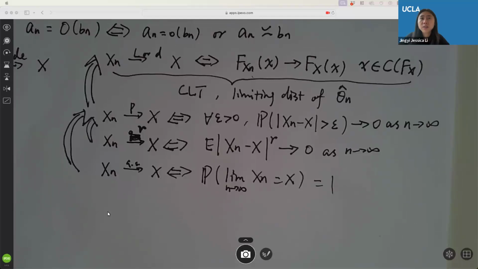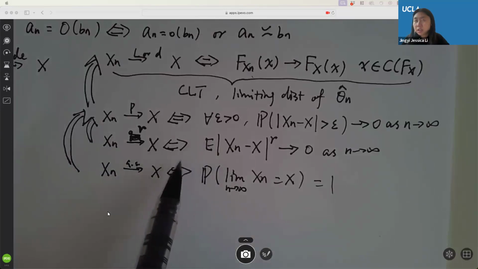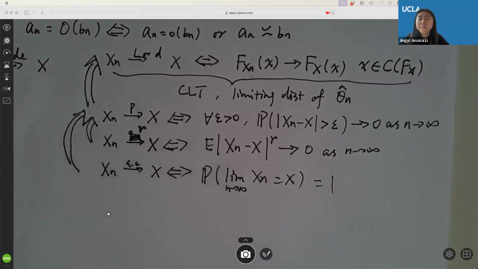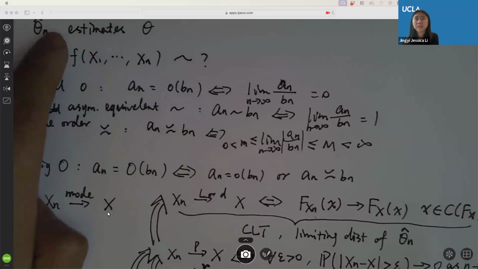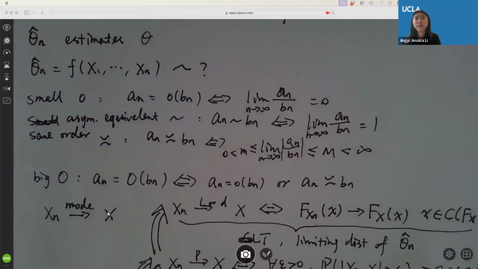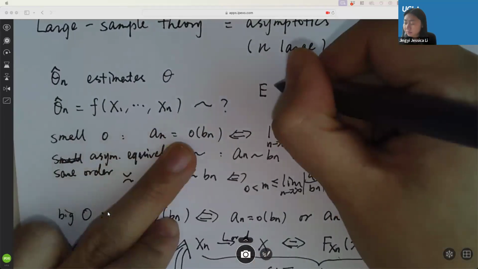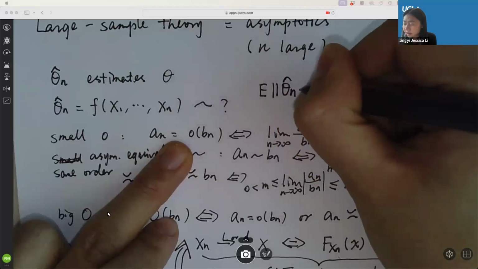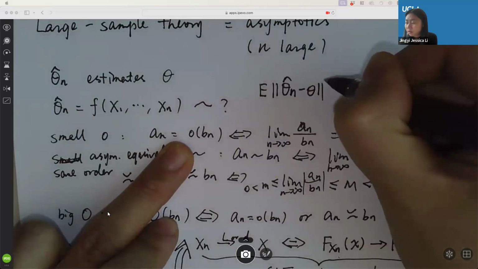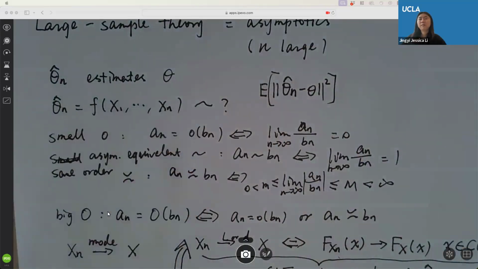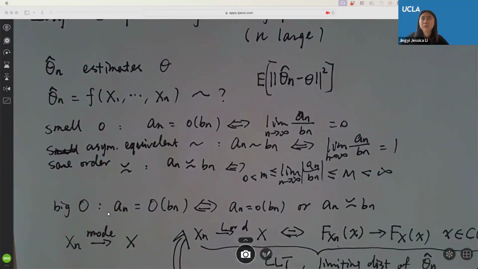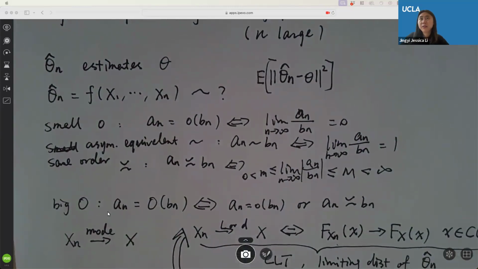Okay, so I also want to say that this Rth mean convergence is often used when we talk about the mean squared error of an estimator, right? That means how far away is our estimator from our true parameter. So it's about this property, and we often use the mean squared error. So let me just put here the expectation of this thing, theta n hat minus theta. I'm using the L2 norm squared. So this is what we talk about often. And if it's scalar, then you can just change the norm to absolute value.